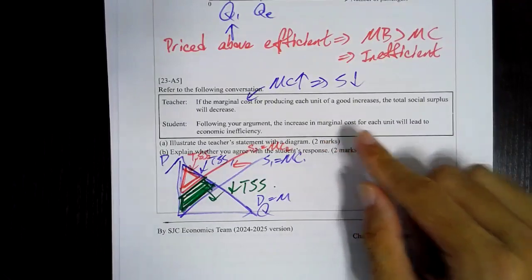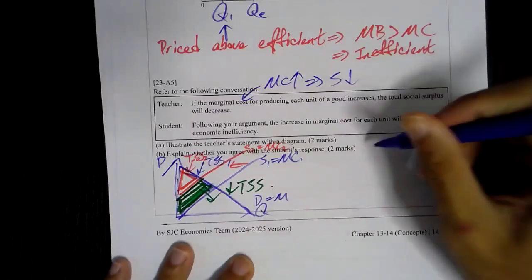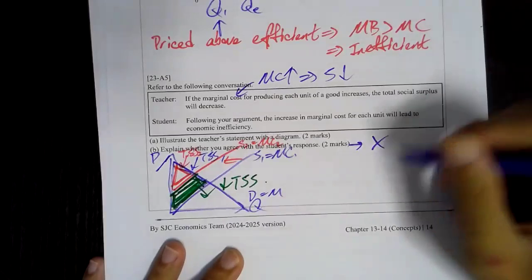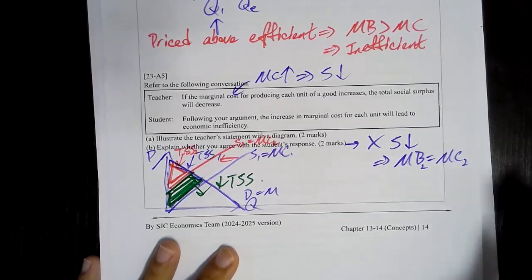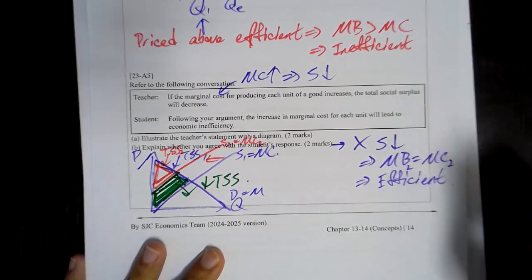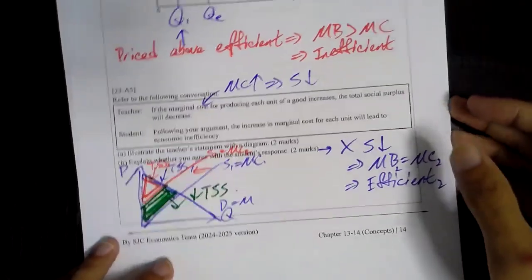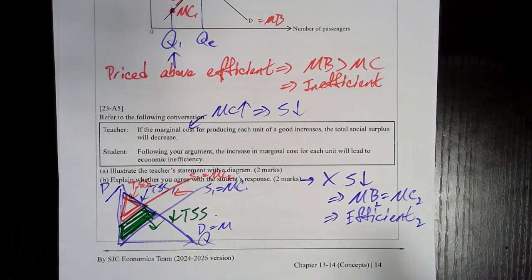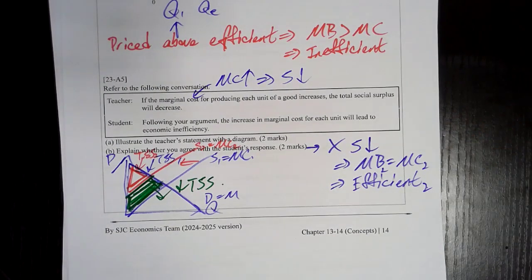Following your argument, the increase in marginal cost for each unit will lead to economic inefficiency. Is this right? No. This is incorrect. Why? Because you see, as the supply decreases, it leads to MB equals to MC. Only that both MB and MC have increased, right? As MB equals to MC, this is still an efficient situation. Only that this is a second efficient situation, not as much TSS as the old situation. Remember, when demand and supply change, it does not make it inefficient. It only makes the efficient situation not as much surplus as it used to be.